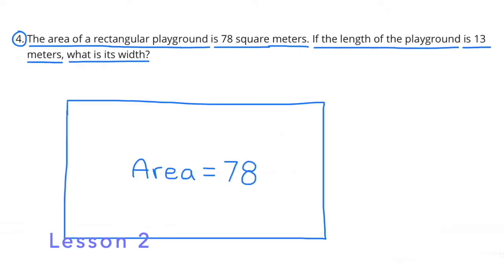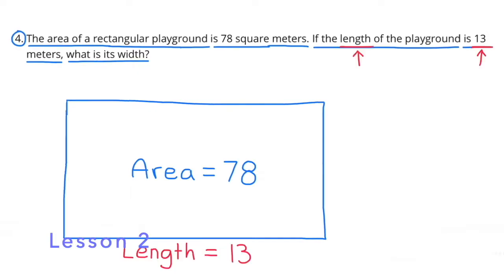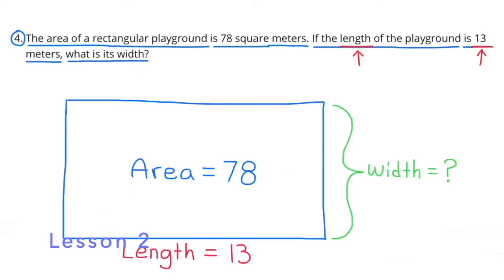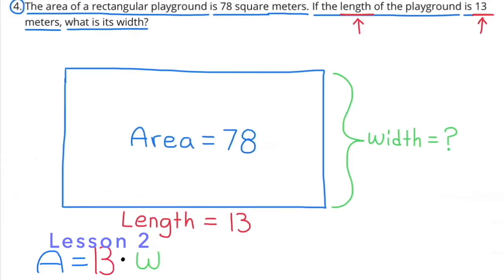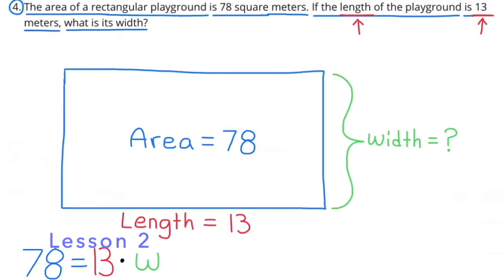Well, we know that the area is 78 meters, and we know that the length is 13 meters. But we don't know the width. We do know that the formula for the area of a rectangle is length times width. And since we know the length, we can plug in length as 13. The area equals 13 times the width. And since we know the area is 78, 78 equals 13 times the width.